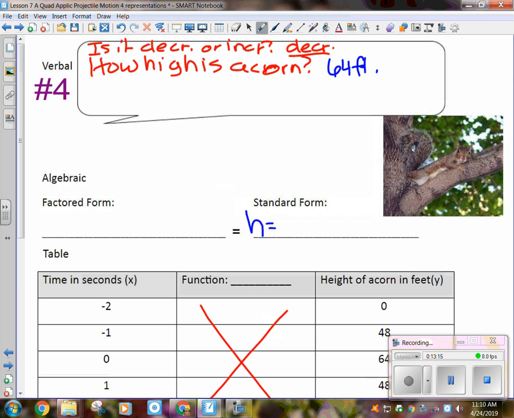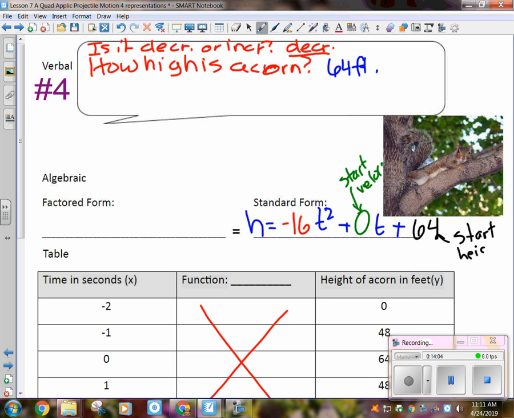Standard form. h equals. What number did you say was always the same? Negative 16, because that's gravity. And that's in front of t squared. Plus, how fast did we say this acorn was flying out of this tree? 0. Did we all agree it had 0? I think this acorn was just sitting there doing nothing and it just fell. And then plus, how high was it? 64. So one more time. This is its start speed or velocity. And this is its what? This is its start height.